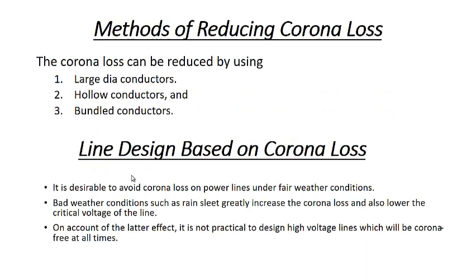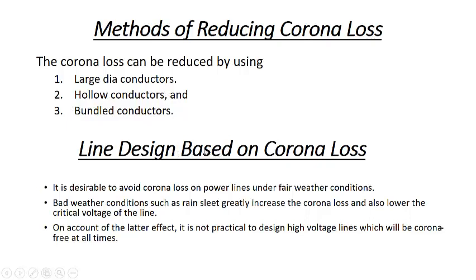Methods of reducing the coronal loss. The coronal loss can be reduced by large conductor diameters or hollow conductors or bundle conductors. Usually we use the bundle conductors. Hollow conductors are usually used in case of substations. And large diameter conductors we don't use because, as compared to bundle conductors, they are very costly and do not have as much advantage as bundle conductors.